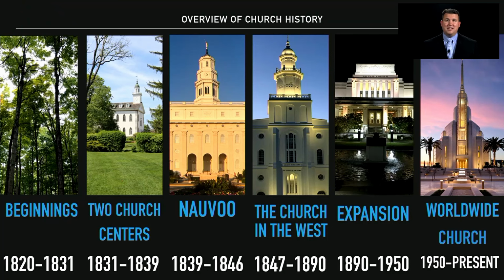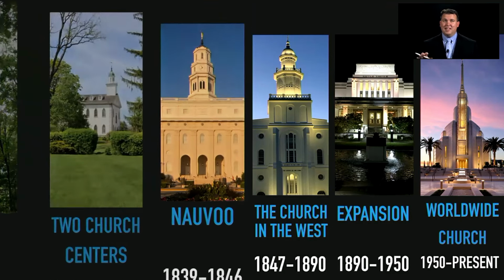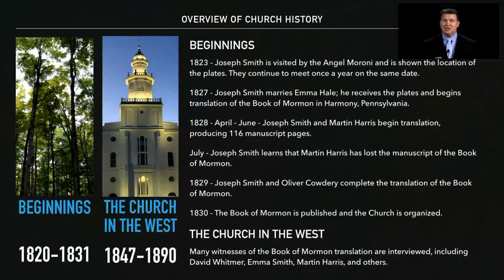However, as historians, here's a couple signposts that we want to look at, and they're found mostly in the beginnings period and the Church in the West period from 1847 to 1890. So it's 1823 when Joseph Smith visits with the angel Moroni and is first shown the plates. He's given instructions to come back every single year on the same date and receive intelligence and instruction, eventually receive the plates. In 1827, Joseph Smith marries Emma Hale, which is actually an important milestone as he prepares to receive the plates. In 1828, he receives the plates and he begins translation of the plates. He receives them in the fall of 1827, and 1828 until April and June.